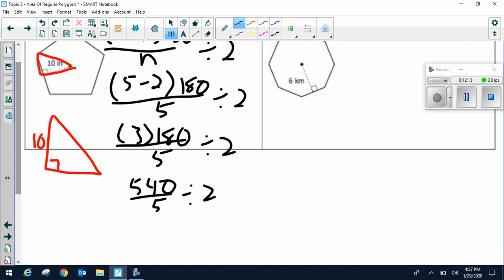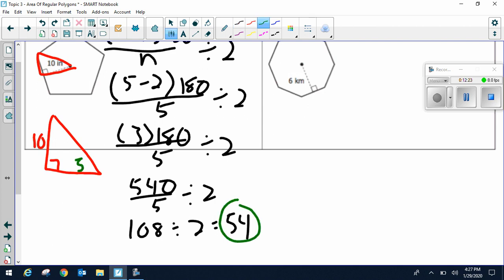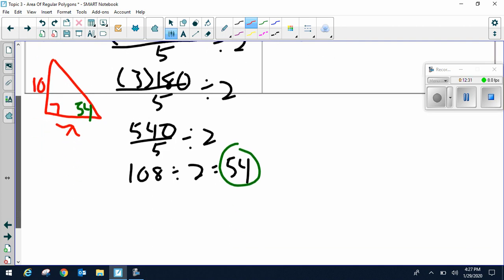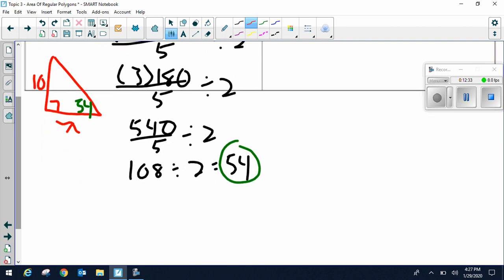540 divided by 5 is 108, and 108 divided by 2 is 54. So that goes in this bottom corner. 54 goes there. We need the base. We need this piece right here. And because it's not a special right triangle, the only other way we can approach it is by doing the trig function. So we have the opposite, we have the adjacent, so that means we're going to do tangent.